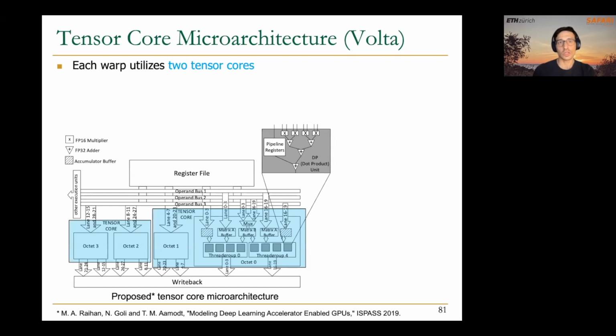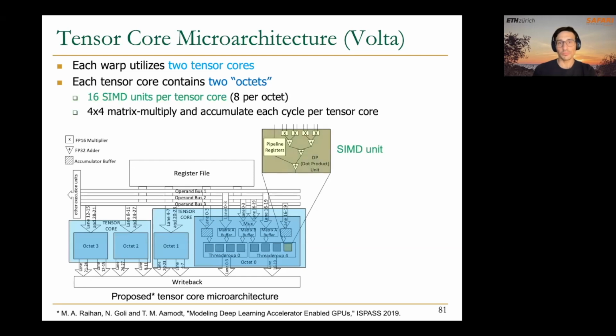According to the paper at the bottom, which did some microbenchmarking of the architecture to understand the internals of these tensor cores, each warp utilizes 2 tensor cores, and inside each tensor core we have 2 octets, and each of these octets is composed of 8 of these SIMD units, as you can see here, that execute dot product operations. Here you can identify multipliers and a tree of adders to perform the dot product operation. A 4x4 matrix multiply and accumulate can be executed in each cycle per tensor core.